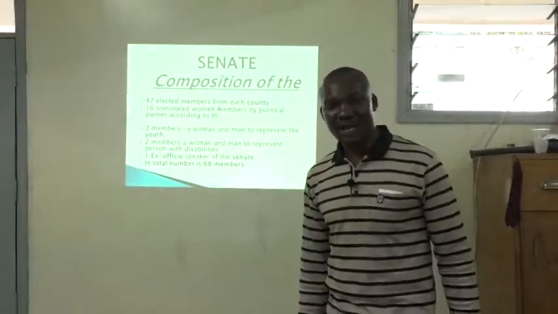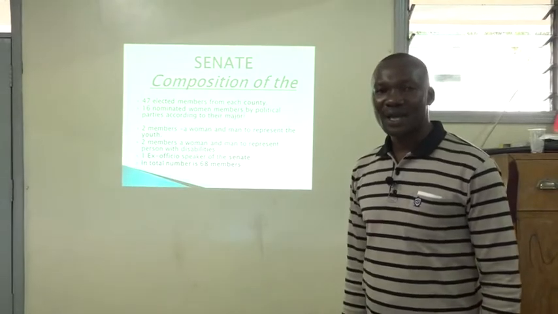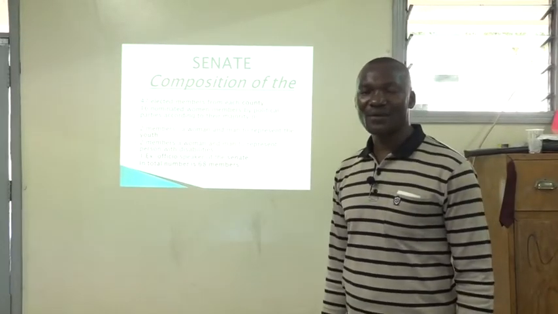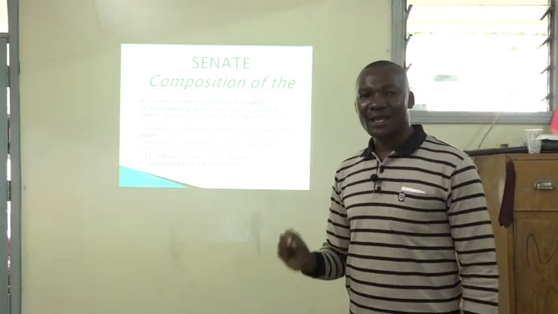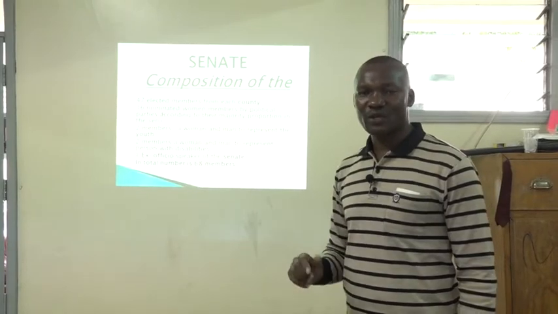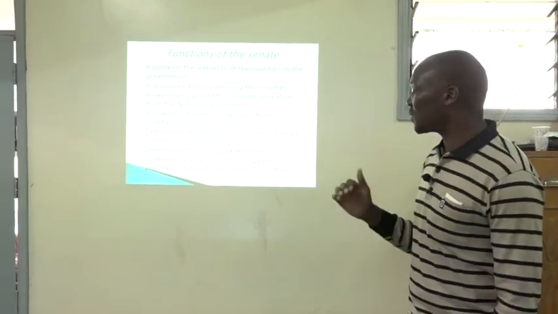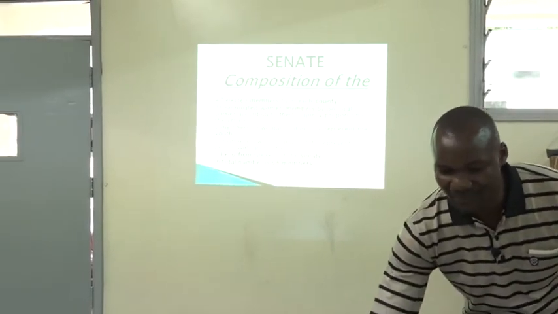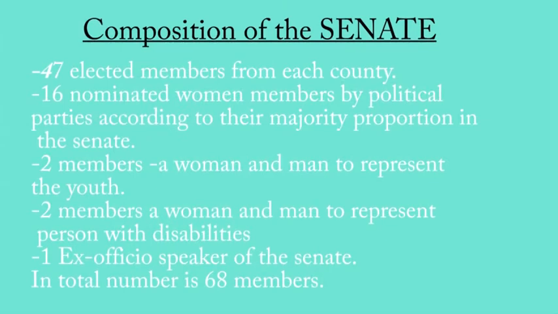How are you, learners? Last time we talked about the National Assembly, which is one of the two houses. That is what we said: a National Assembly and the Senate. We talked about the National Assembly by then, and today I want us to talk about the Senate, the composition of the Senate, which is the second house in Parliament.